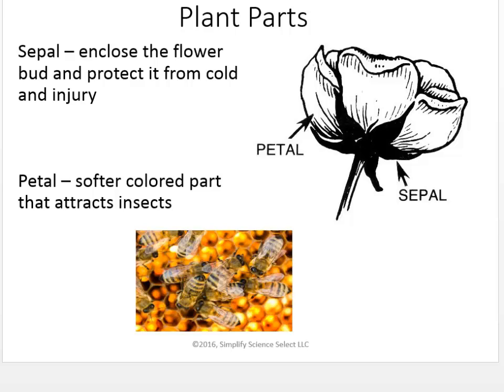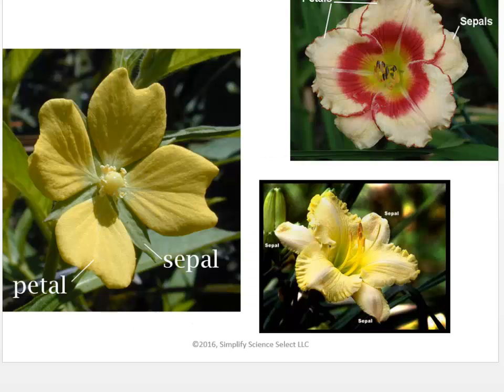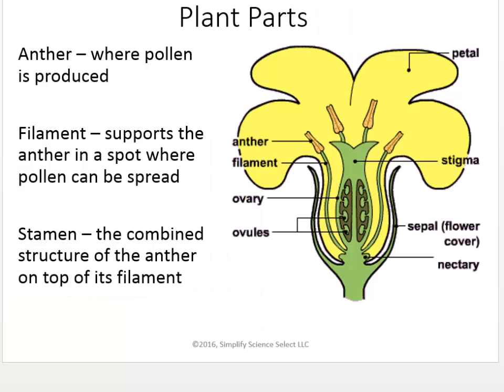Whenever it opens up, you can see the petals above the sepal. It's a softer colored part that focuses everything in, and it attracts insects. We can see some real pictures here. The sepals are the slightly stronger, thicker part on the outside. They can be green, they can be colored, and the petals surround that.